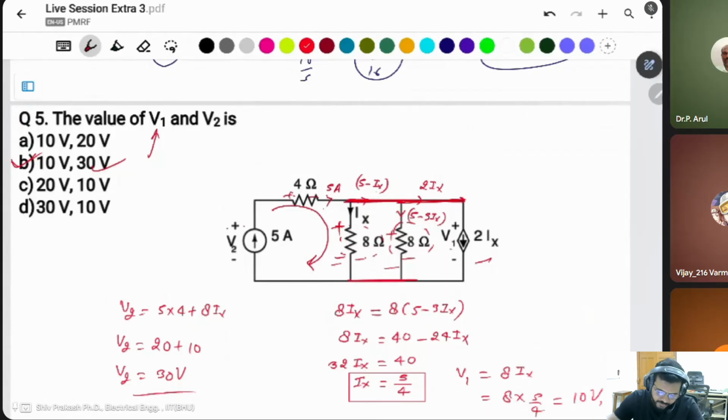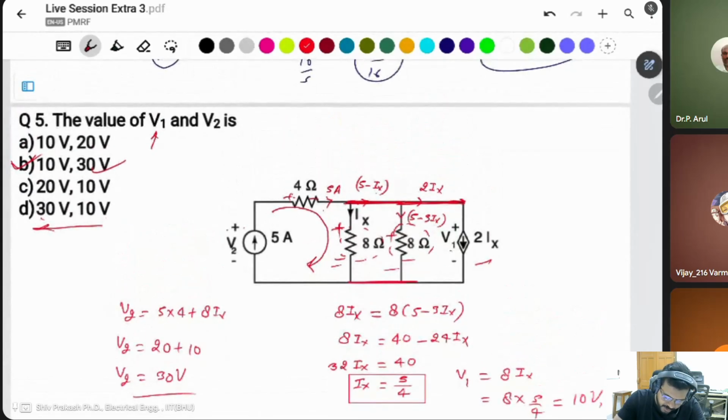Option B is correct. These options are reversible also, 30 and 10, so see the option carefully. First it is asking V1, then take the value of V1 first. V1 is 10 volt, it means 10 is first. Then V2 is 30 volt.